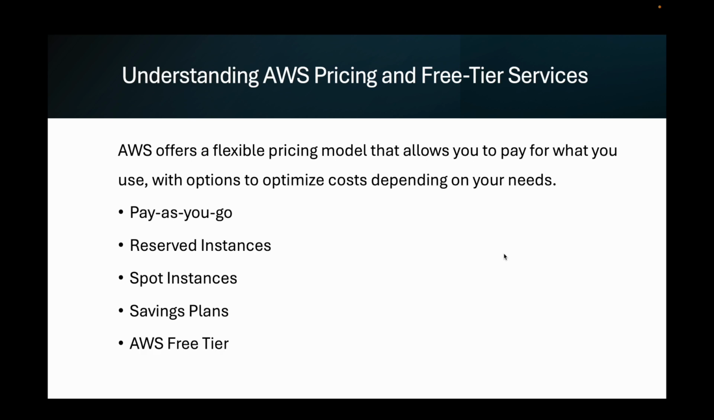We have the AWS free tier. AWS offers a free tier to help new customers get started without incurring charges. It includes EC2, 750 hours per month of T2 micro or T3 micro instances depending on the region. Then we have S3, where you can use 5 GB of standard storage. You have RDS of 750 hours per month of db.t2.micro in the free tier, and you have Lambda, 1 million free requests per month. The free tier services are available for 12 months, after which standard rates apply.